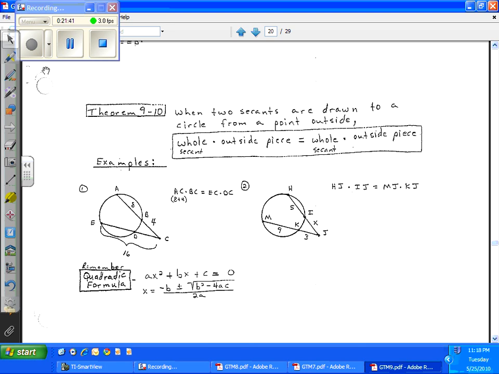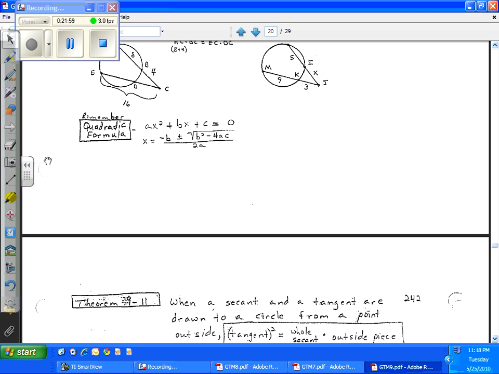When two secants are drawn to a circle from a point outside of a circle, then the product of one secant and its external segment is equal to the product of the other secant and its external segment. In other words, one whole secant times its outside piece is equal to the other whole secant times its outside piece.